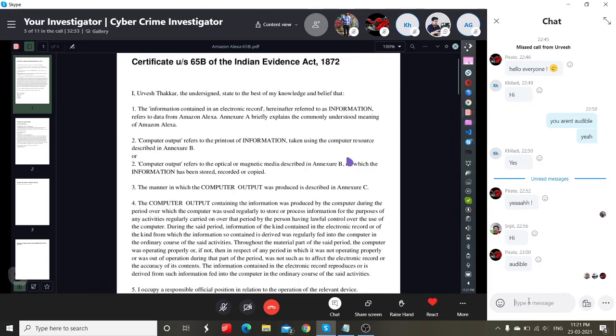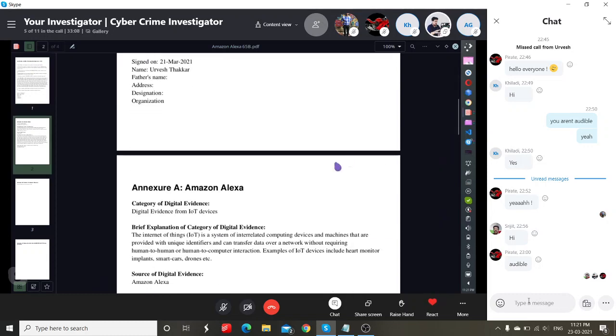believe that the information contained in an electronic record, herein referred to as information, refers to data from Amazon Alexa. Annexure A briefly explains the commonly understood meaning of Amazon Alexa. Here Annexure A is also present.